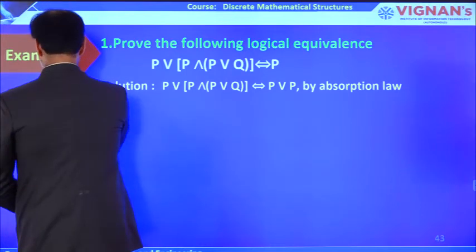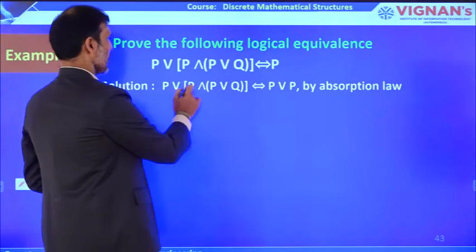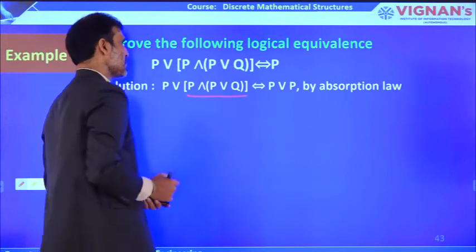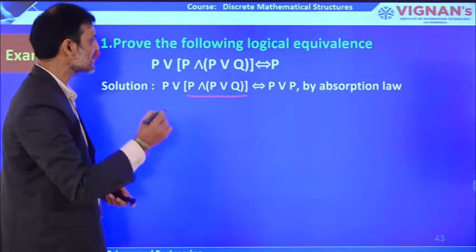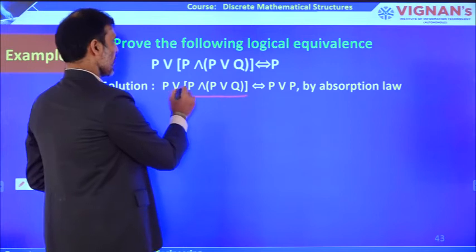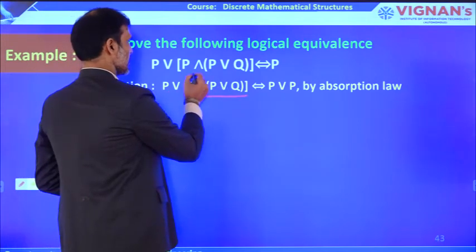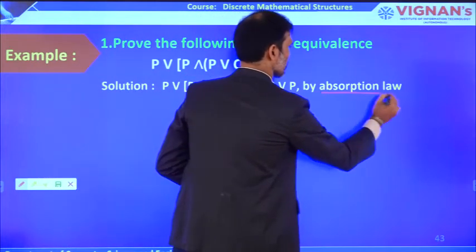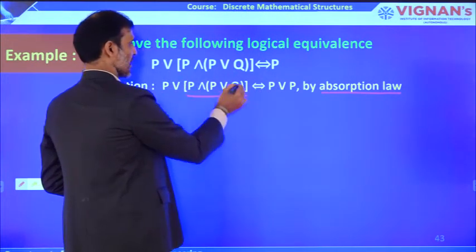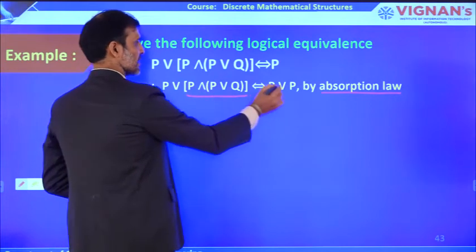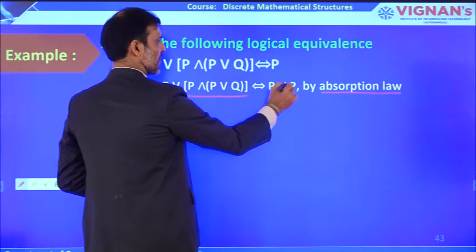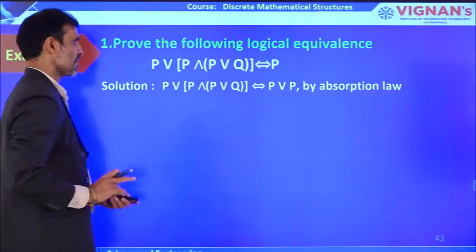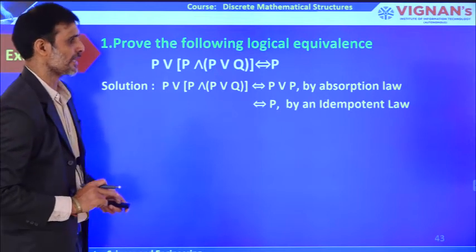P and P or Q. So first you have to take the compound sentence which is given in the braces and simplify it. P and P or Q. I think just now we discussed one of the important laws, which I already mentioned here, the absorption law. By using the absorption law, P and P or Q can be written as P. So you will get P or P. P or P is what? It is equal to P by the idempotent law.